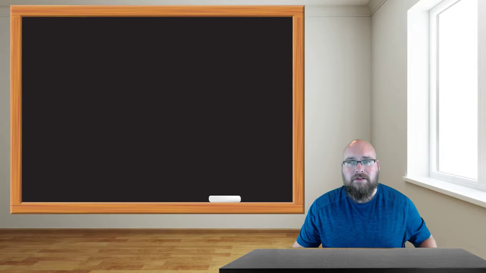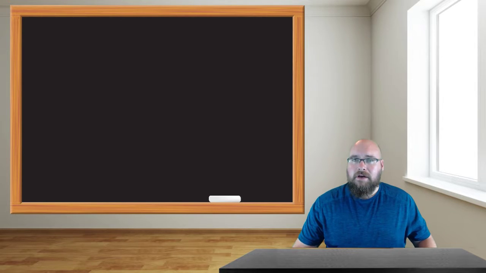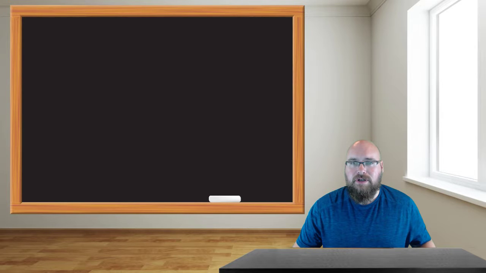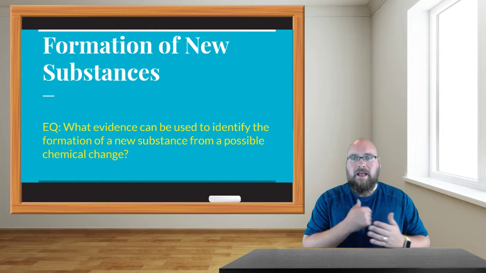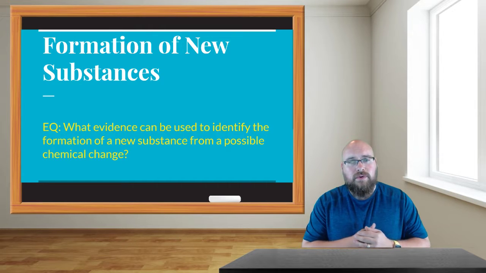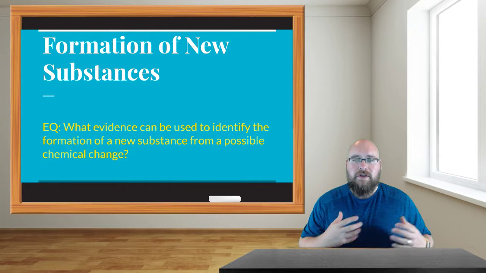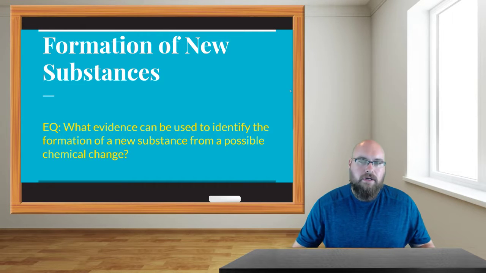Today we're going to be adding on to our elements and compounds understanding with what is called formation of new substances. So let's go ahead and put it up on the screen. As you see, there's our title right there. Our EQ for today is: what evidence can be used to identify the formation of a new substance from a possible chemical change? Take a moment and copy that down at the top of your notes, and we will continue on.